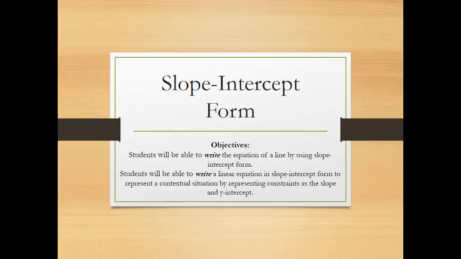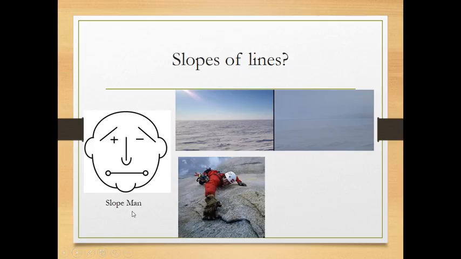Today's asynchronous session is on writing equations of lines in slope-intercept form given various pieces of information, and also how to graph a line given the slope-intercept equation. First, we need to have a discussion about what slope is. Slope just means the steepness of something.